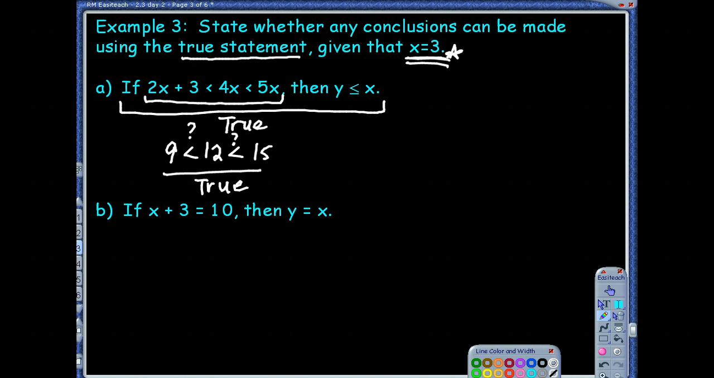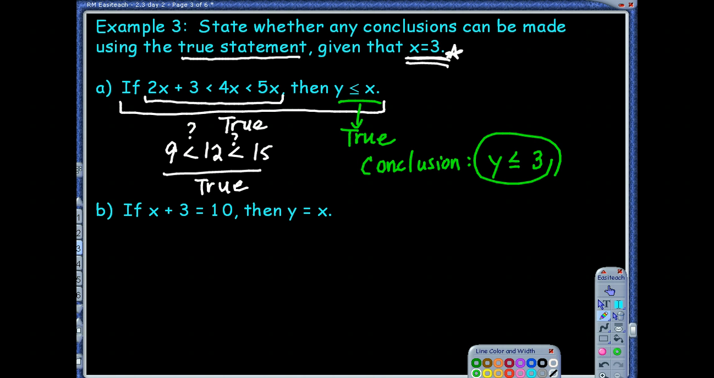So we have the whole conditional statement true, which was provided. They told you that. We found that the hypothesis is true. So what does that mean? That means the conclusion has to be true as well. But I'm guessing since there is an x up there, I need to substitute that in as well. So my conclusion is that y would be less than or equal to 3. Excellent job. All right, let's try another one.